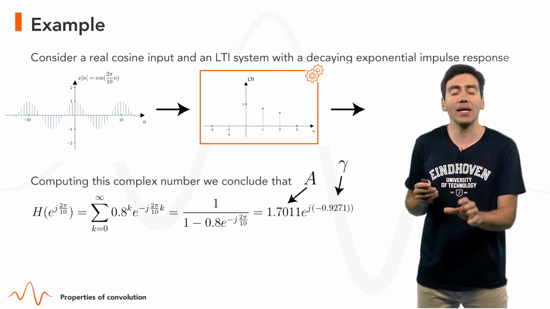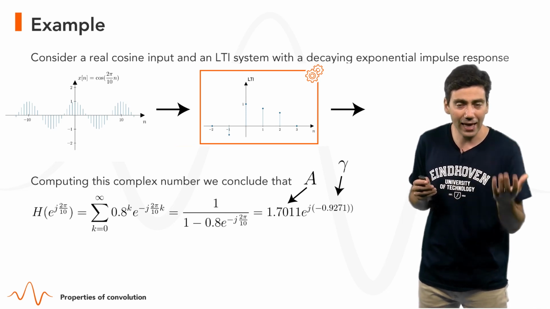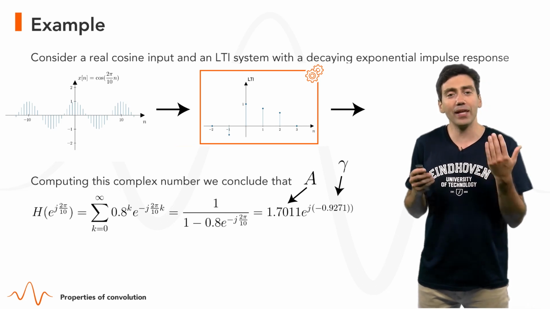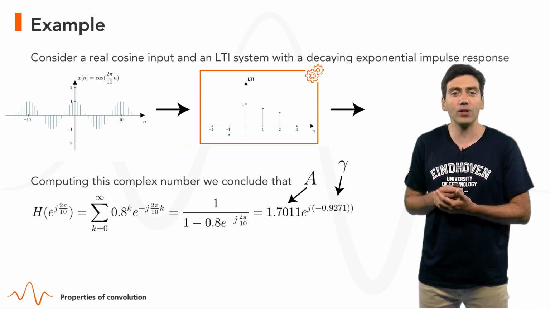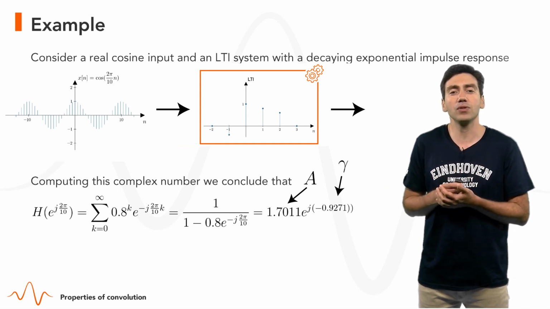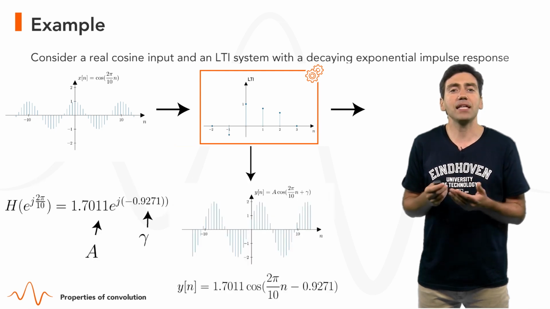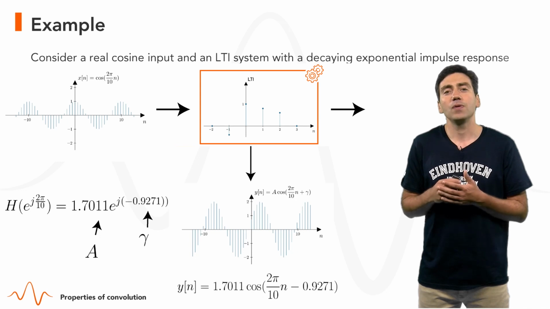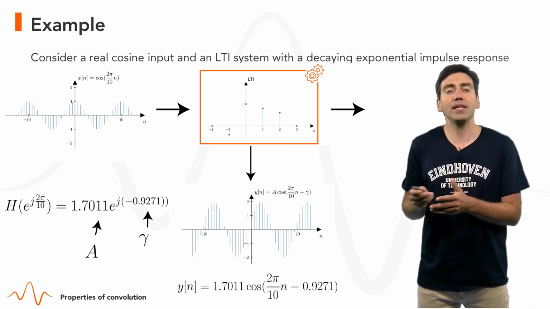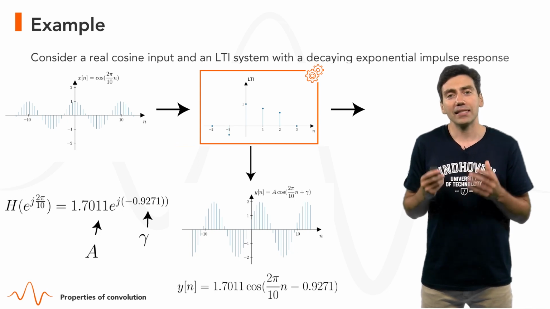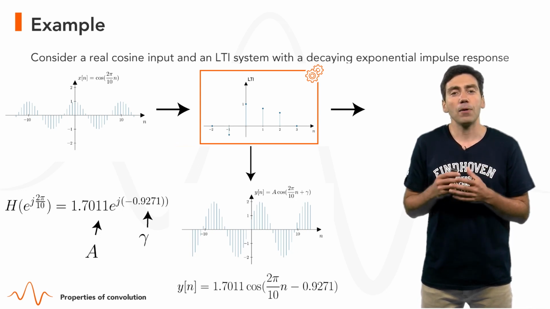If we compute that complex number, it will have an amplitude or magnitude and a phase. The magnitude is 1.7011 and the phase is minus 0.9271. That means that if we apply cosine of 2 pi over 10 n at the input, the output will be 1.7011 cosine of 2 pi over 10 n plus the phase, which is minus 0.9271.